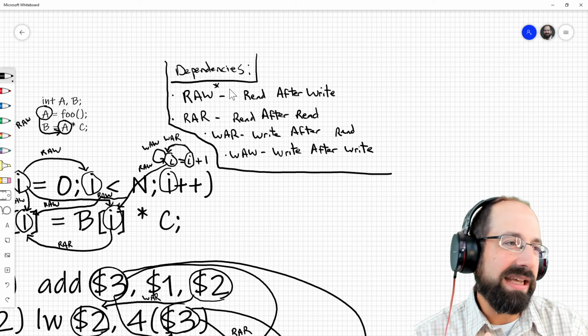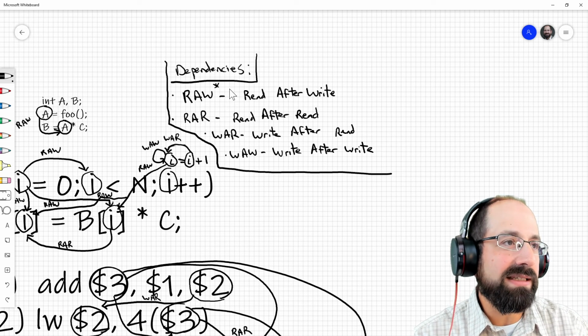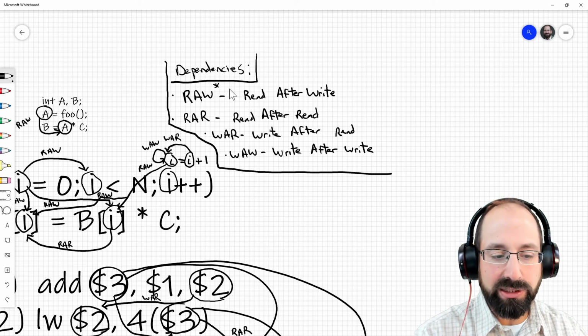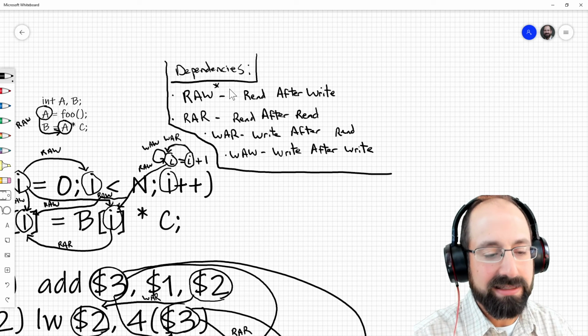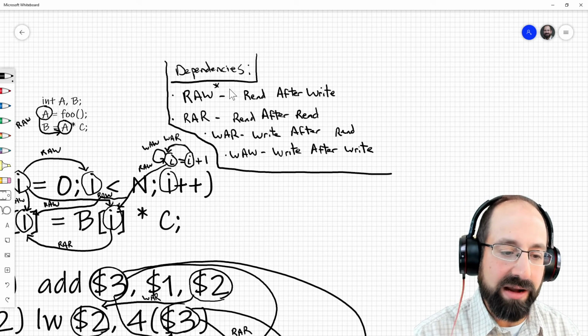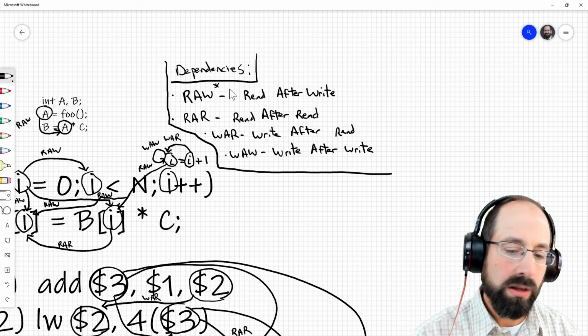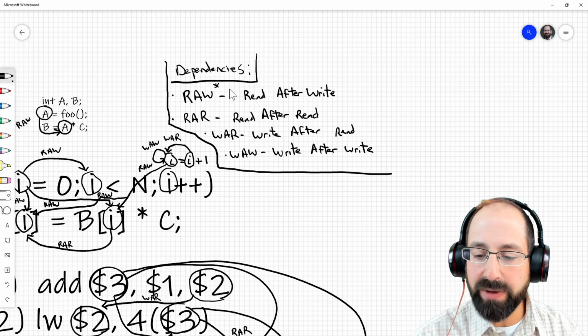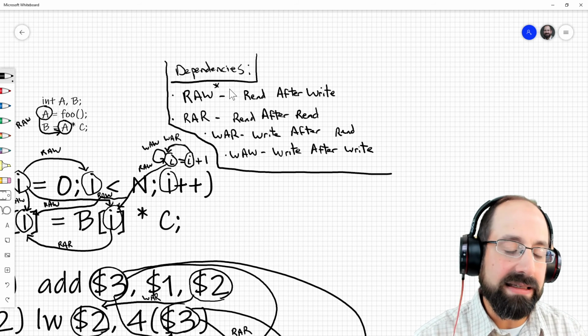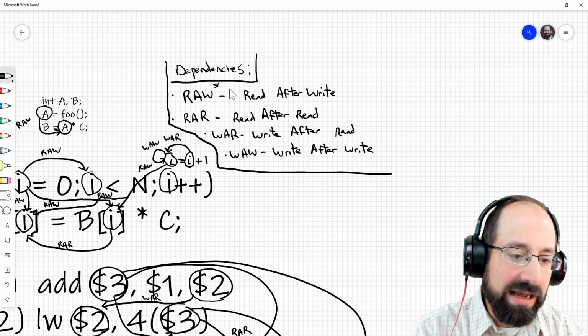When I say concerned, I mean what dependencies do we have to add more logic to our pipeline to detect and to hopefully resolve without having to stall, without having to slow down our pipeline. Question is asked, how far away can we have dependencies? Well, it depends on who's doing the analysis, right?